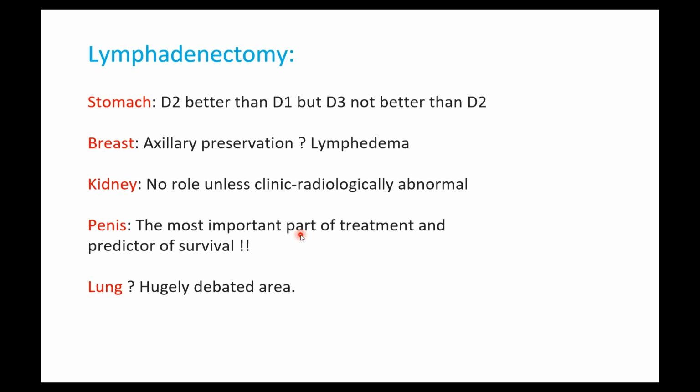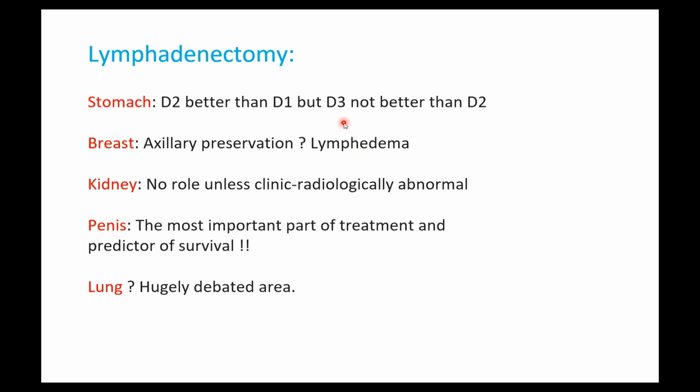Now, we have done the primary. Now, lymphadenectomy. It's a very interesting area. It's a hugely debated area. For example, in CA stomach, it was found in a randomized control trial that D2 lymphadenectomy was better than D1 lymphadenectomy in reducing recurrences and in prolonging survival of patients. So the radicality of surgery improved chances of cure.